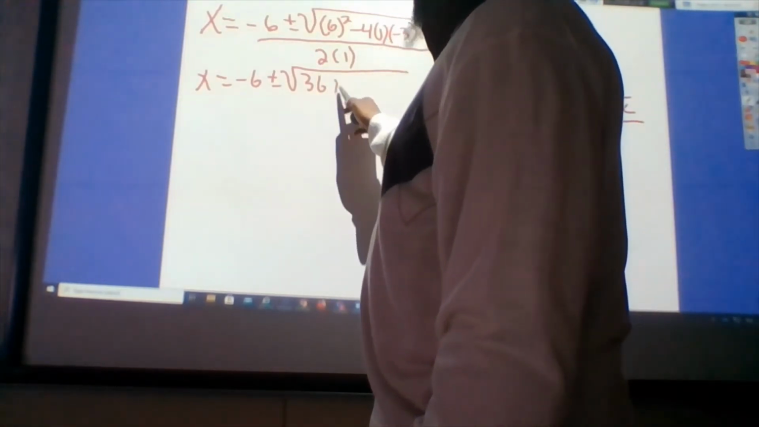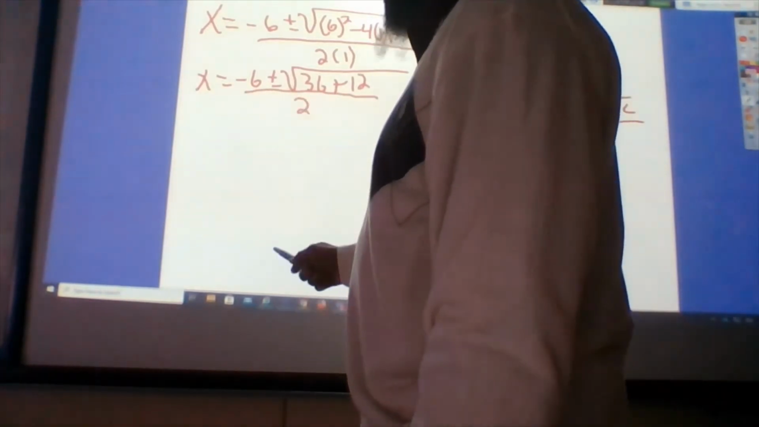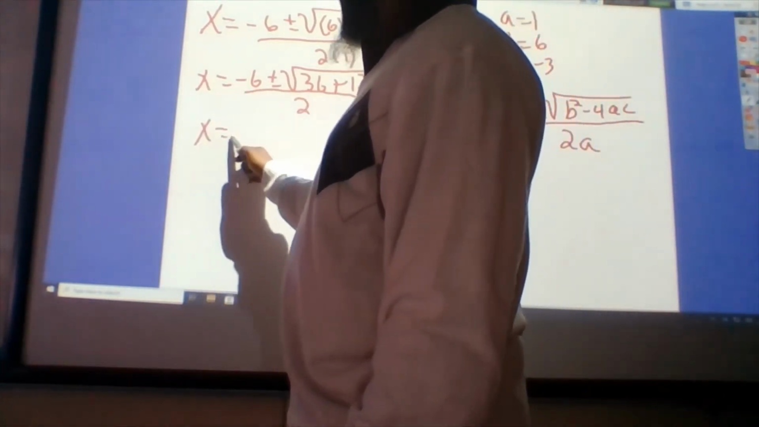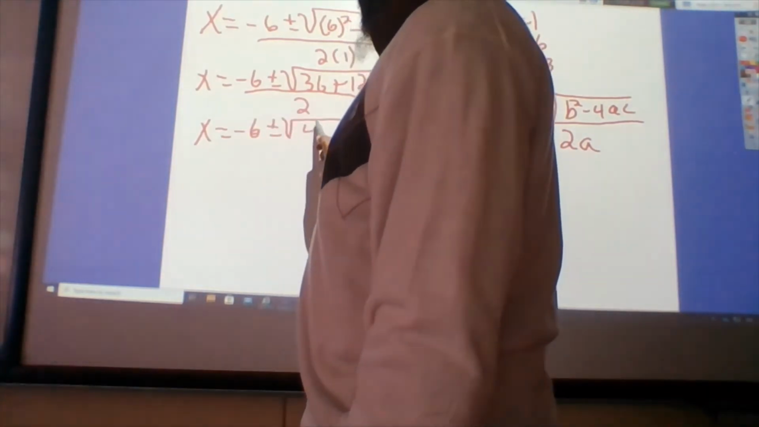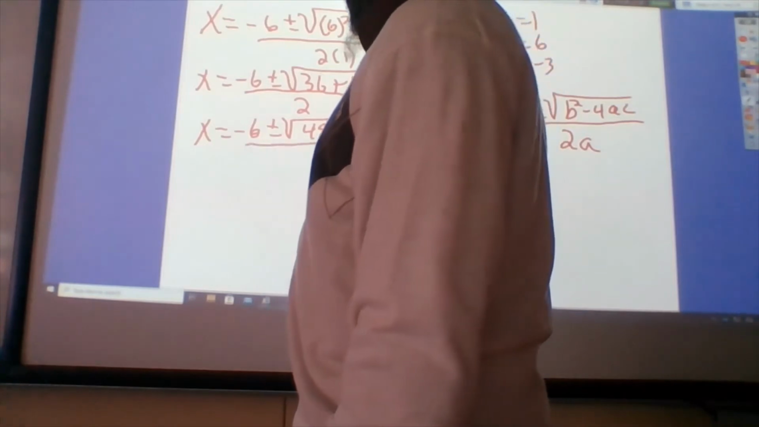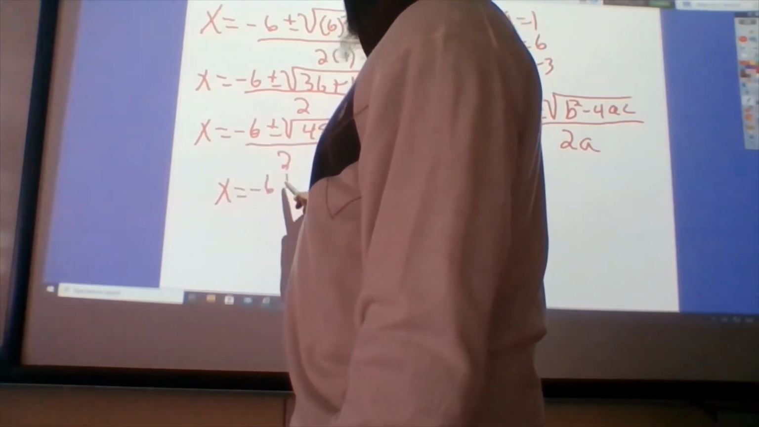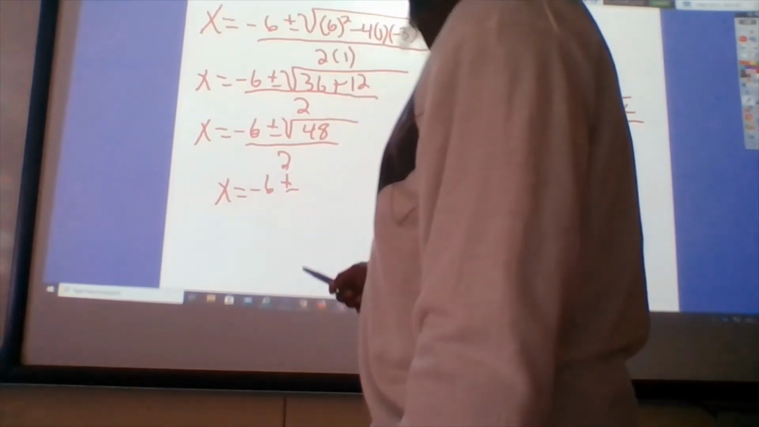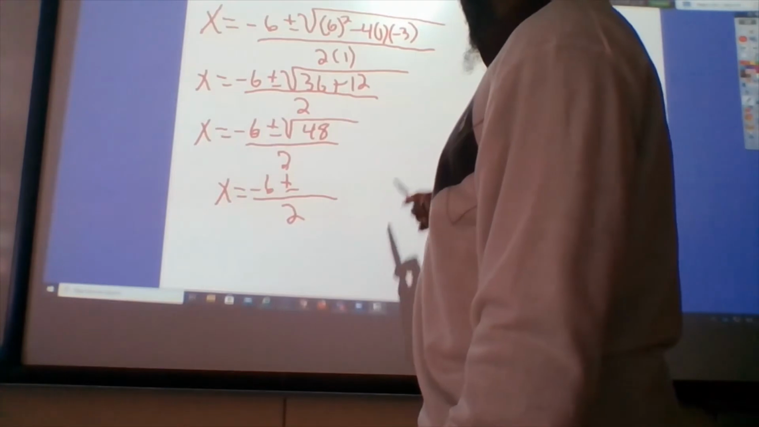Then you will have x equals minus 6 plus or minus the root of 48, which can be broken down. Remember, this is over 2. We're going to work with the 48. If you factor 48, I know it's 16 times 3, that will give you 48. However, some of you may not know that. There you go, what you will have to do. If I have 48, I will do a factor tree.